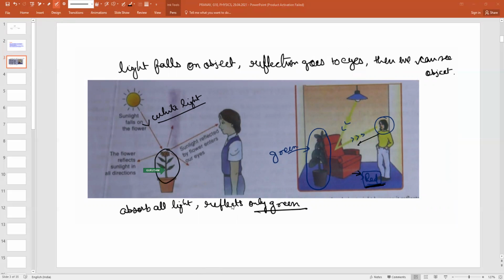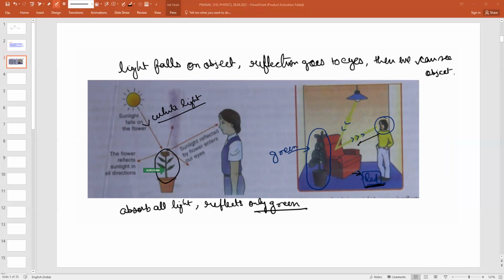Do you have any question, anything you want to ask me till here? Okay, fine. I'm moving ahead a little bit more. This is the basic knowledge of light we are doing right now, because the basics are very important. So first of all, let me know what is luminous and what is non-luminous.